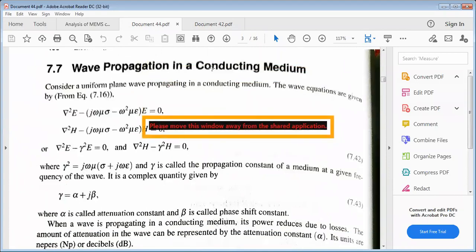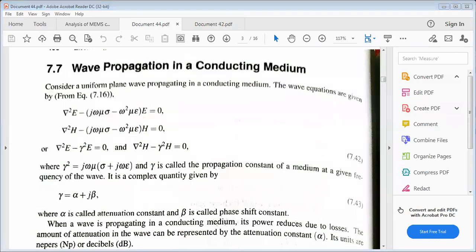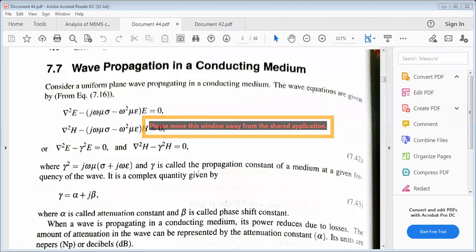See here, wave propagation in conducting medium. Next concept is wave propagation in conducting medium. According to the syllabus, the wave propagation in conducting medium.